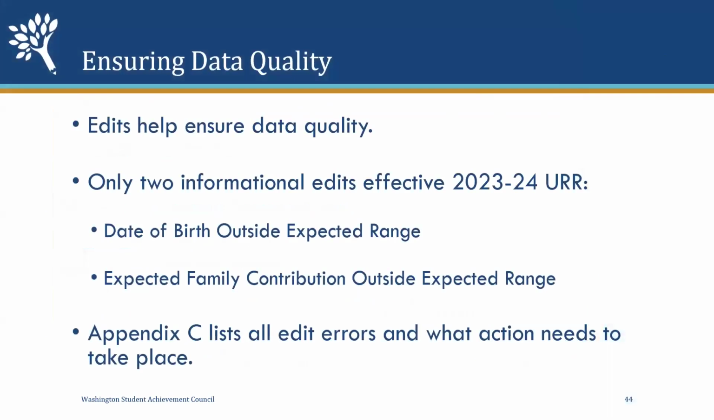So we're moving on to edits to talk about those. We have edits to ensure data quality. We will have 2 informational edits effective for 23-24, and those are the ones that we've had for a number of years. The date of birth is outside the expected range, or the expected family contribution is outside the expected range. An example of date of birth is they're born in February of 1942. If they're your student, you just look at that and say, oh yeah, that's good. It's informational. You don't necessarily have to do anything with that. It's just informational for you. Appendix C lists all the errors and what action needs to take place for your information. It's a good place to go.